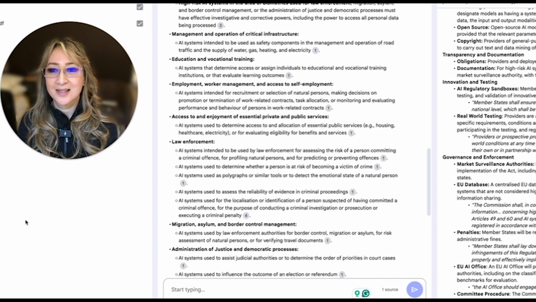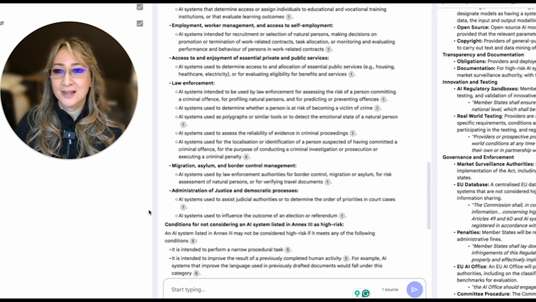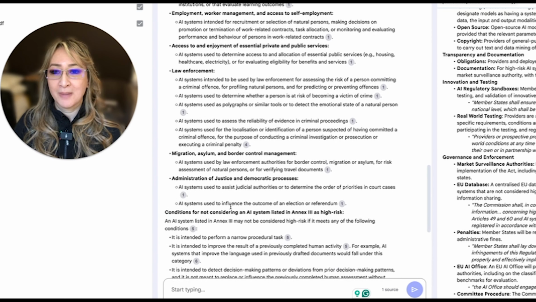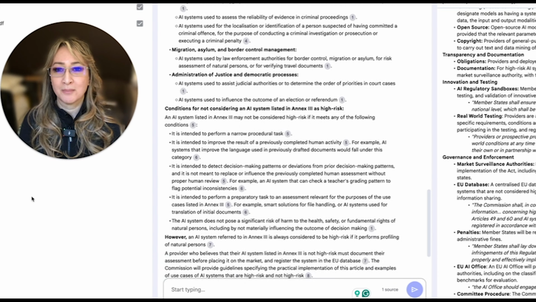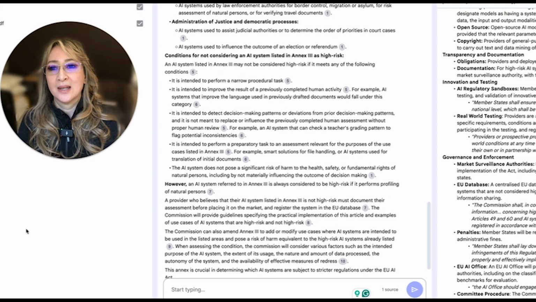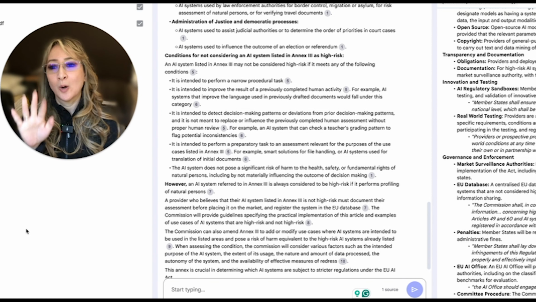Then we have access to and enjoyment of essential private and public services. Law enforcement is high risk. And then we have, let me just scroll again, migration, asylum and border control management, administration of justice and democratic processes. And then it talks about conditions for not considering an AI system listed in Annex 3 as high risk. So there's a whole list there.